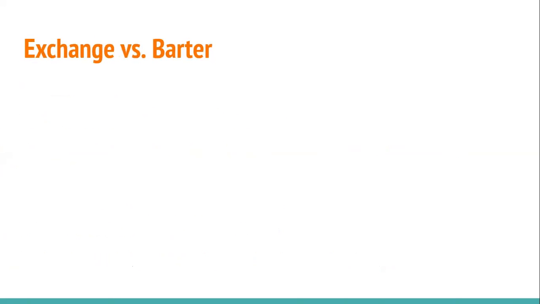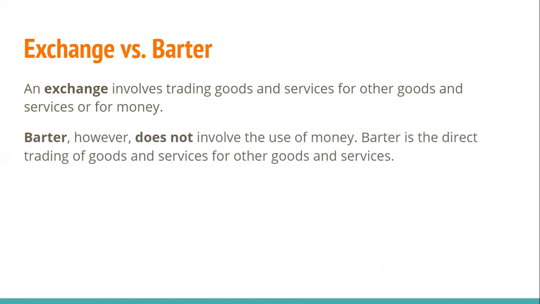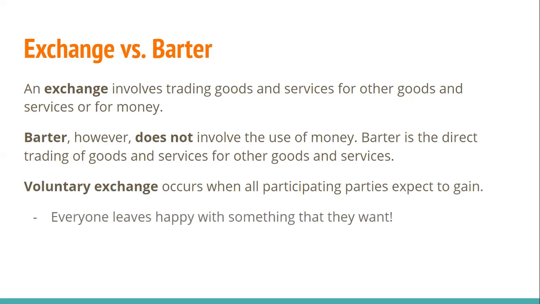So let's learn the difference between exchange and barter. An exchange involves trading goods and services for other goods and services or for money. A barter, however, does not involve the use of money. A barter is the direct trading of goods and services for other goods and services. A voluntary exchange occurs when all participating parties expect to gain. So if you wanted to trade someone at lunch a slice of pizza for their juice box, that is a voluntary exchange because both parties would be happy. This is also considered a barter because you're not using money for your trade. So everyone is happy with something that they want means it's a good trade or barter.